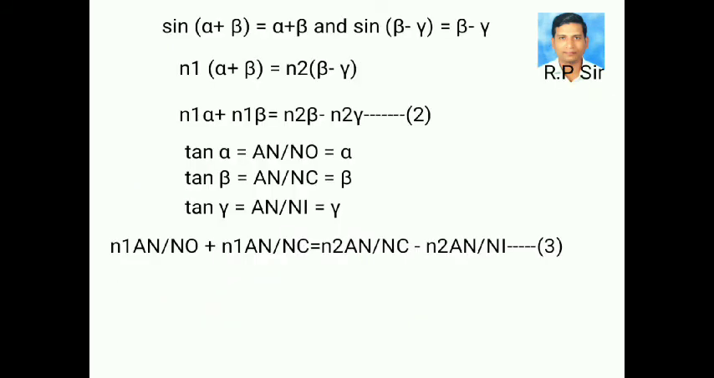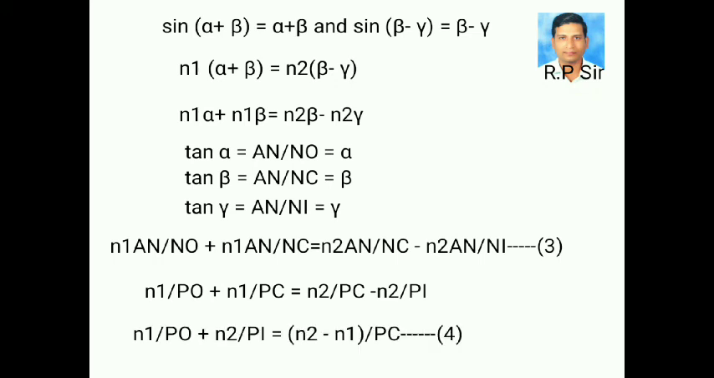Substituting these values in equation 3, we get n1 by PO plus n1 by PC is equal to n2 by PC minus n2 by PI. Therefore, n1 by PO plus n2 by PI is equal to (n2 minus n1) by PC. Consider it as equation number 4.